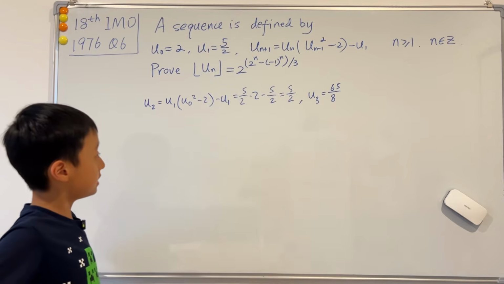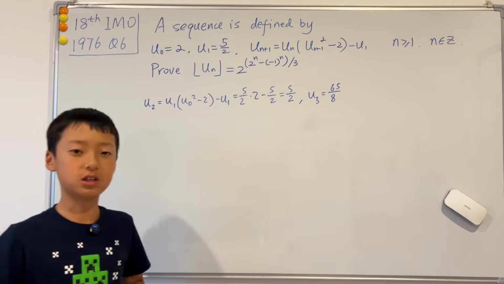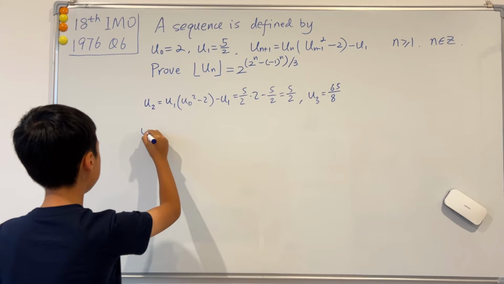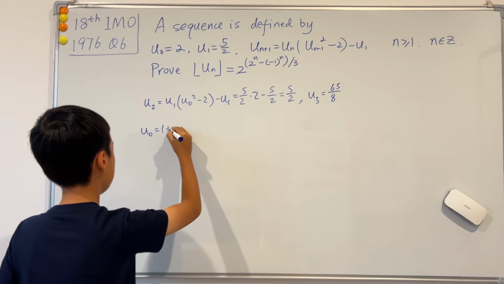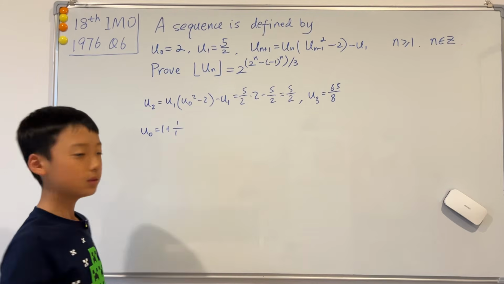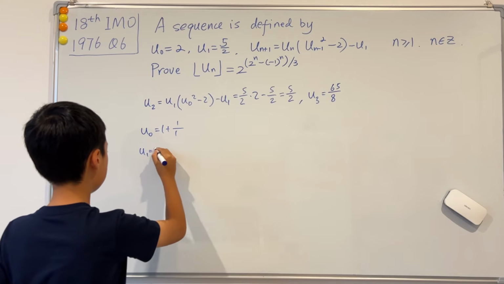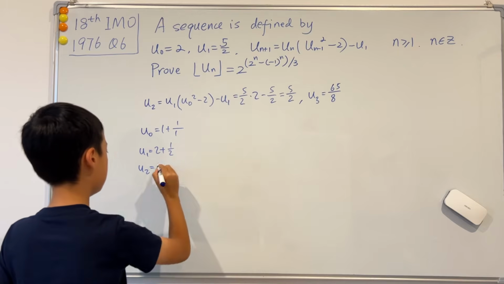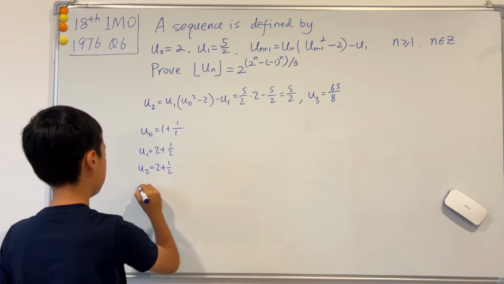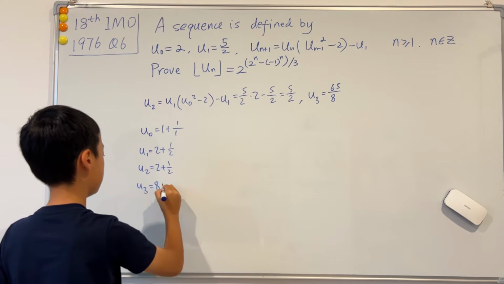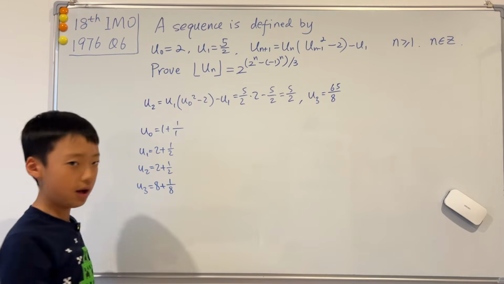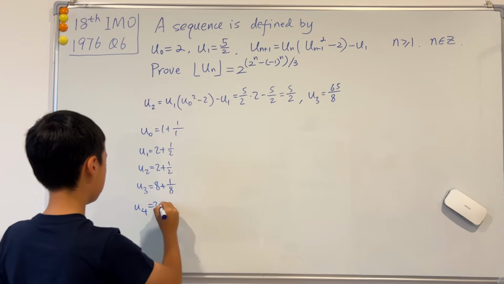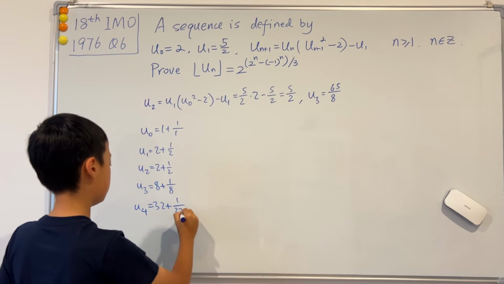So if we can't see a pattern in the fractions, then usually we want to split into partial parts. So for example, we can split u0 into 1 and 1 over 1. u1 can be split as 2 and 1/2. u2 is also 2 and 1/2. And u3 is 8 plus 1 over 8. And for fun, you can check out u4, which is 32 plus 1 over 32.